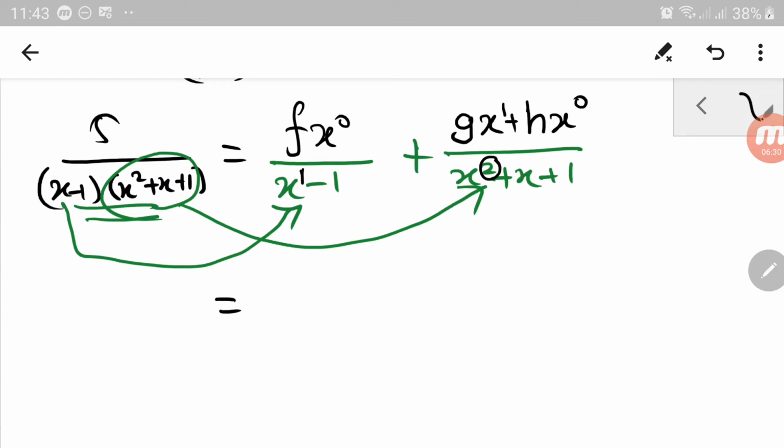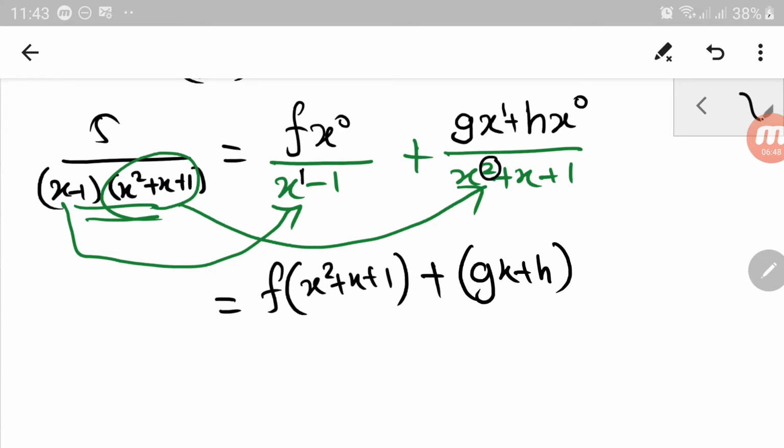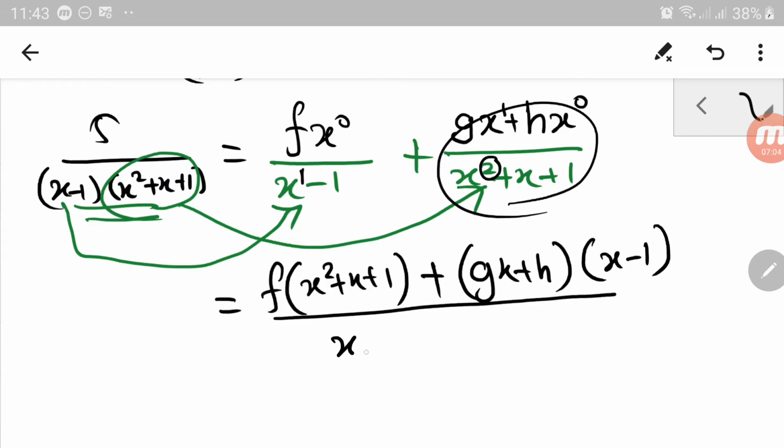Now, the next step is to combine these fractions. For the first fraction, we know it already has x minus 1, so f needs x squared plus x plus 1, plus gx plus h. Put brackets, don't forget. For the second fraction, gx plus h already has x squared plus x plus 1, so it only needs x minus 1. Then we can combine the fractions.